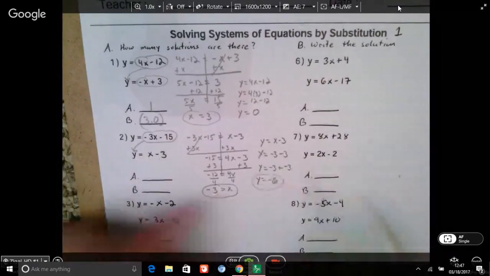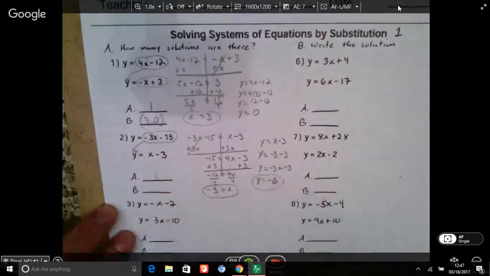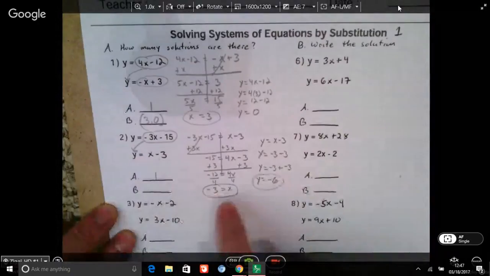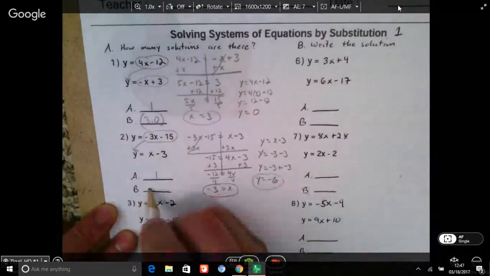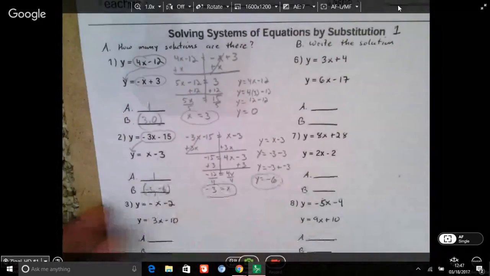Okay, so how many solutions are there? There's just one, right? Those two lines cross just one time. Where do they cross? They cross at the point where x is negative 3 and y is negative 6. Okay, and I'll do one last one with you.